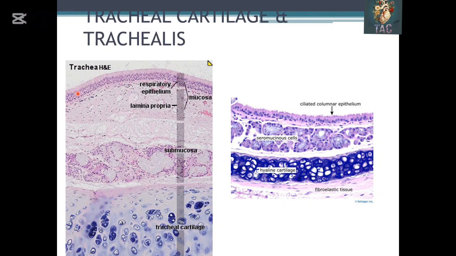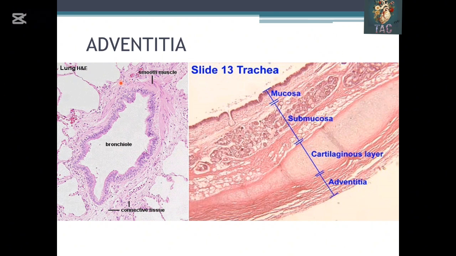Here again you can see the epithelium, then the lamina propria, then the mucosa and submucosa, with the submucosa containing a large number of mucus glands, and then the cartilage layer. Again over here you can see the mucosa, the submucosa, the cartilage layer, and the adventitia, also called the fibroelastic tissue. Here you can compare: this one was the trachea, and here you can see the ending of the C-shaped cartilage. This is usually present posteriorly, where a large number of glands are present in the submucosa.